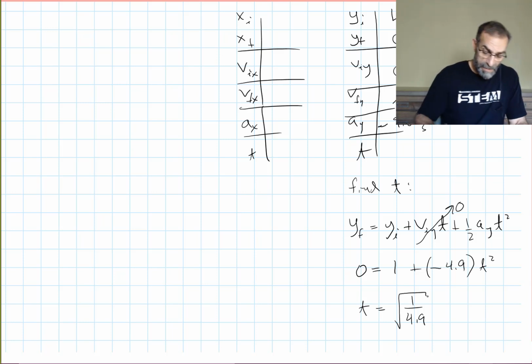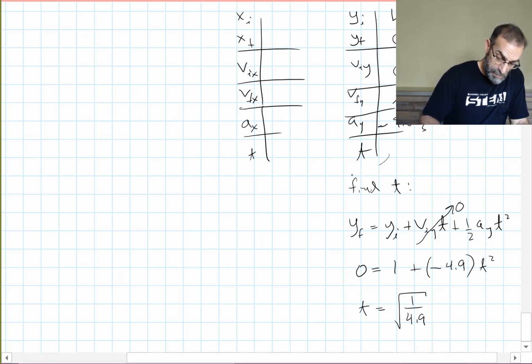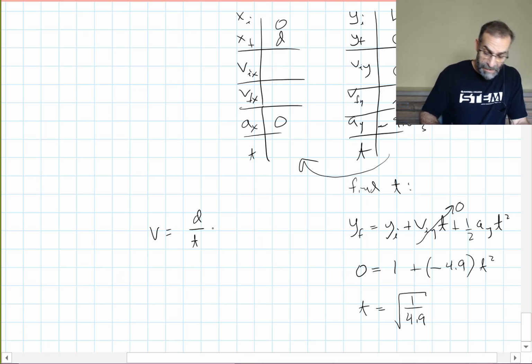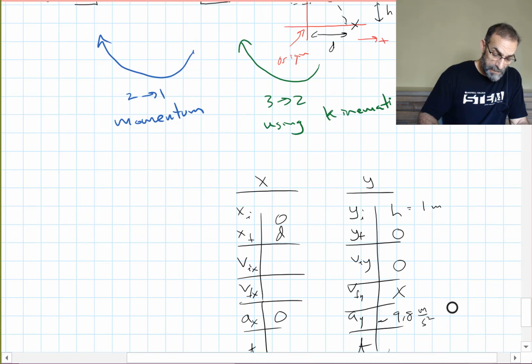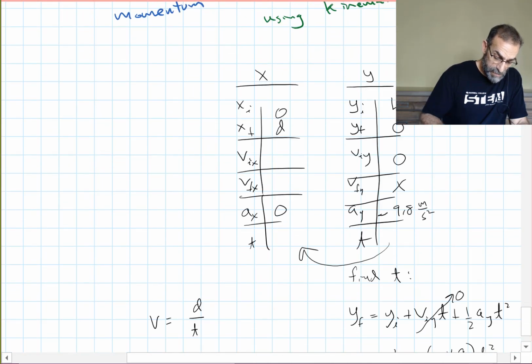Plug that into our x direction. And we know we go from 0 to d. So the x direction says velocity is distance over time. Plug in the distance and the time, and you get the velocity. So now we know v, what is this? This is v2. Yeah, now we know v2.